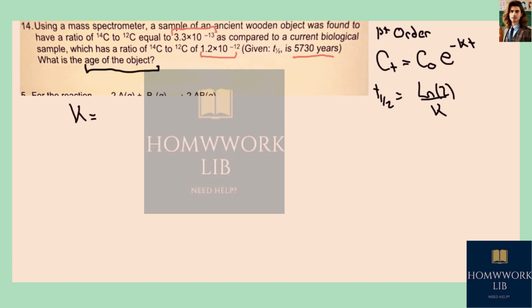The value for k is going to be equal to the logarithm of 2 divided by the half-life time. In this case, the half-life time was 5,730 years. So the answer that we're going to get is 1.2097 times 10 to the minus 4. And the units are going to be years to the minus 1.